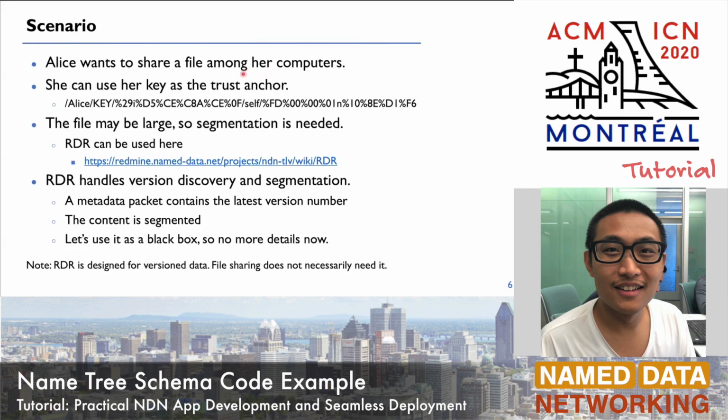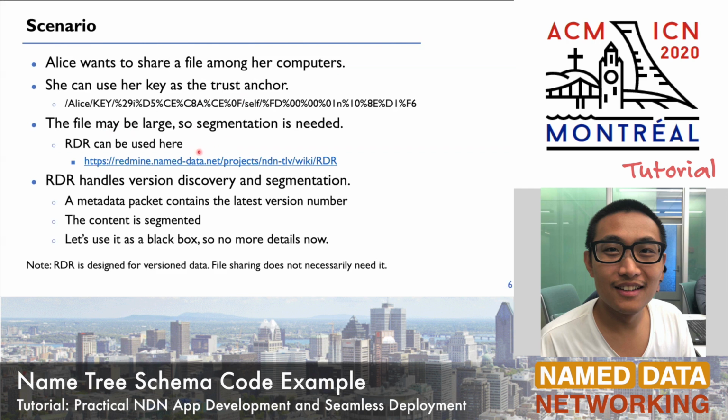She can use her key as the trust anchor, because all computers are owned by Alice. We want to simplify this scenario for our implementation. This may not be true in the real world, but we just use it. And the file may be large, so segmentation is needed.